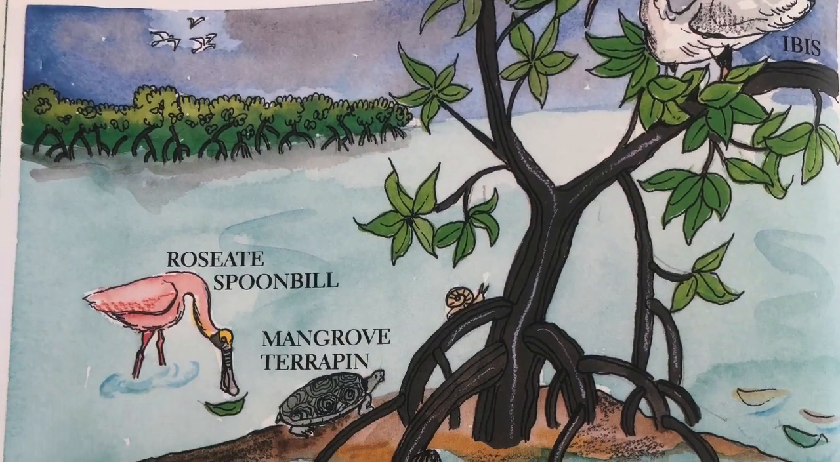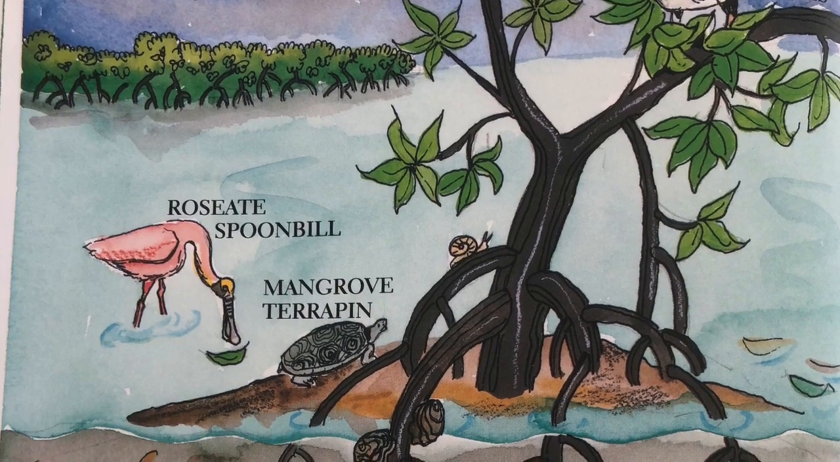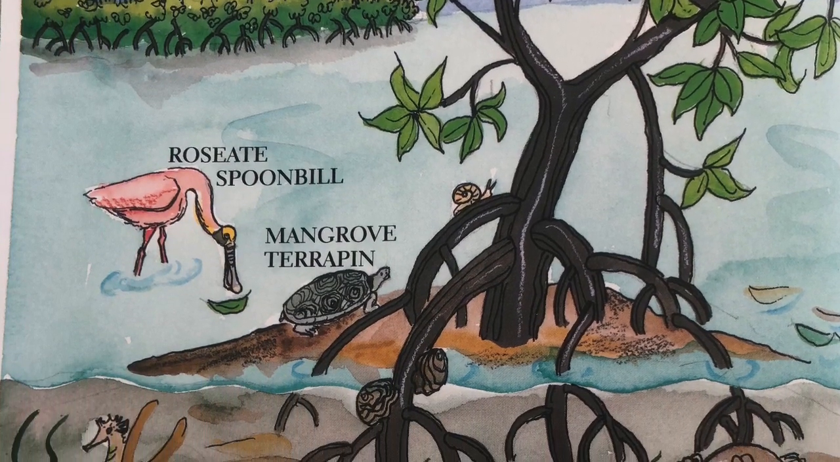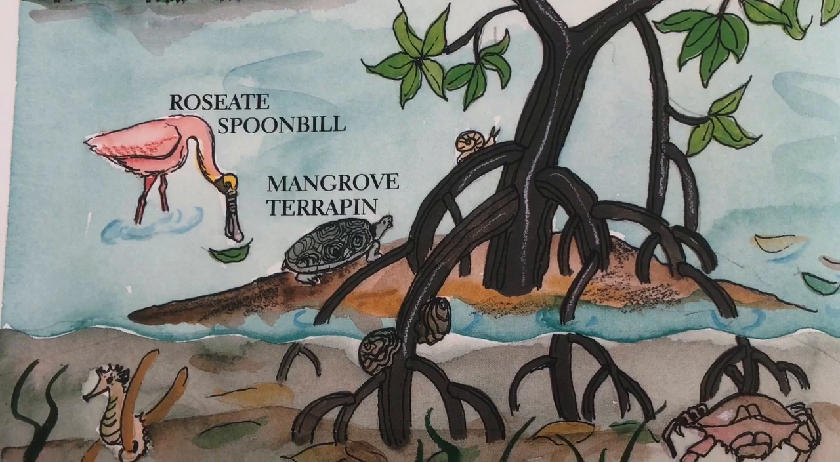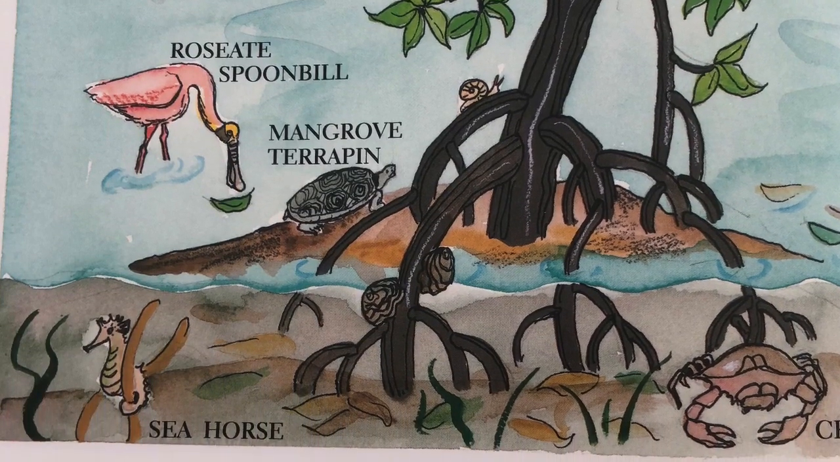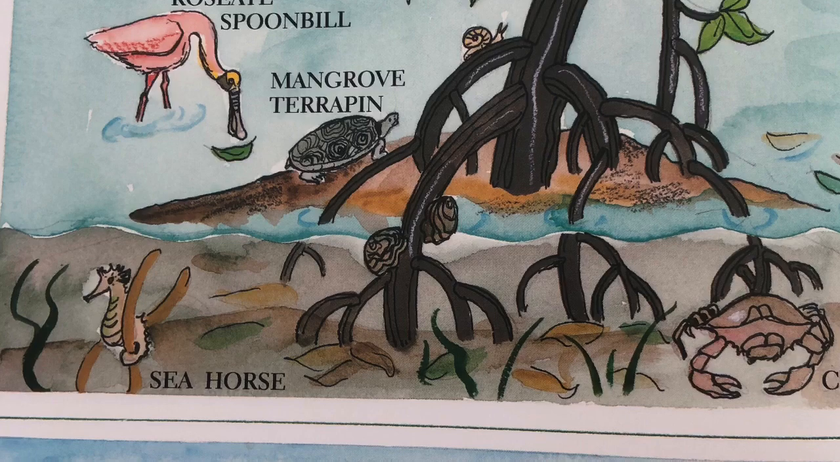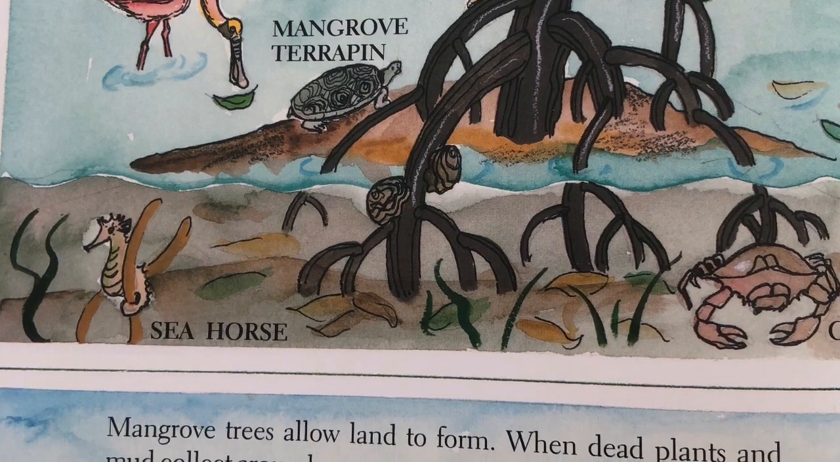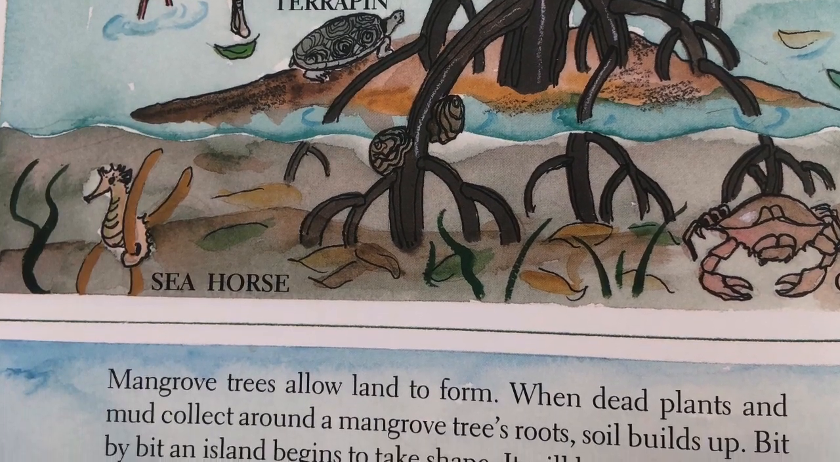Mangrove trees allow land to form. When dead plants and mud collect around a mangrove's tree roots, soil builds up. Bit by bit, an island begins to take shape. It will become home for other plants and animals.